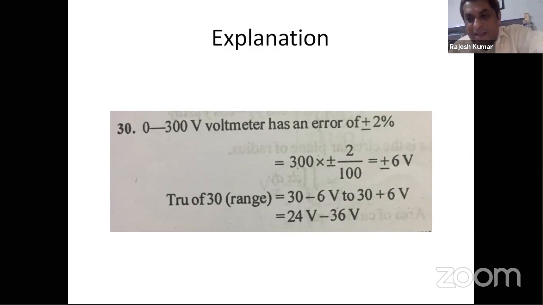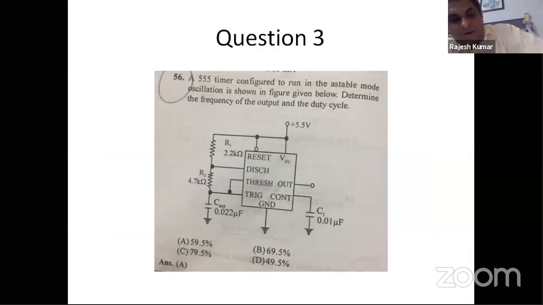This is the second question I have chosen from the NET examination. And similarly, this is the third one. This is based on the 555 timer in astable mode. You can use a 555 timer in three modes: astable, monostable, and bistable. Astable mode is also called the free running mode, where there's no fixed state. This is a diagram from which you have to find out the frequency as well as the duty cycle.